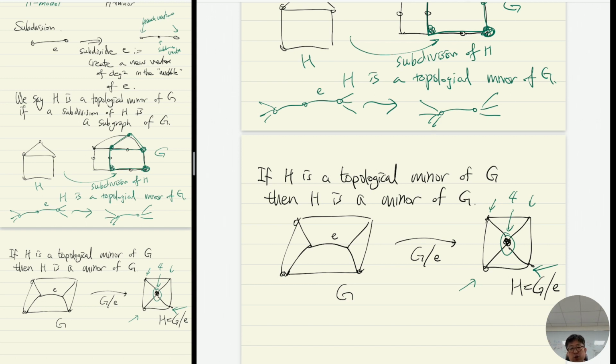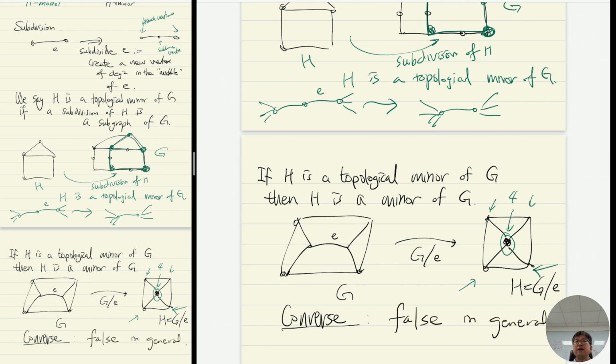Now, if you look at G, this graph doesn't have any vertex of degree 4. Every vertex has degree 3. So there is no way that it can contain a subgraph having a vertex of degree 4, because the degree doesn't increase when you take a subgraph. So therefore, the converse is false. Okay. So having a topological minor doesn't guarantee that you have it as a minor.